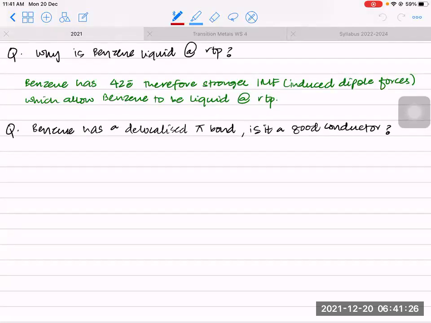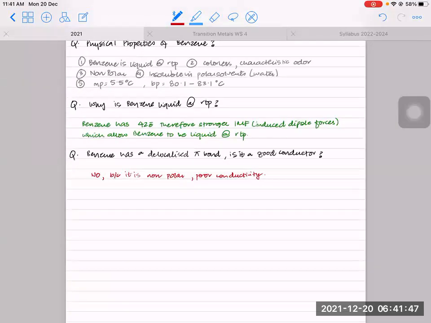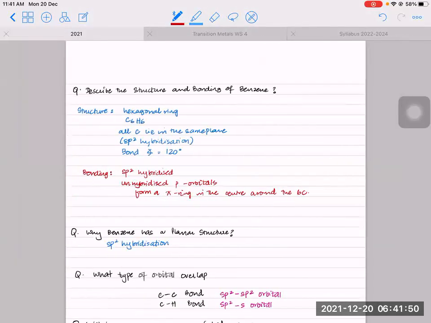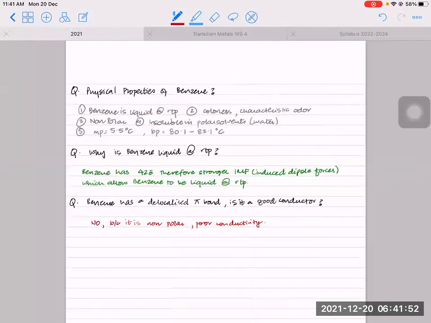So should it be a good conductor? Because for conductivity, we need delocalized electrons. But despite having a pi ring, this is not a good conductor. Why? Because it is non-polar. And since it's non-polar, it has poor conductivity. So benzene, despite having a pi ring of delocalized electrons, is a poor conductor because it is non-polar.